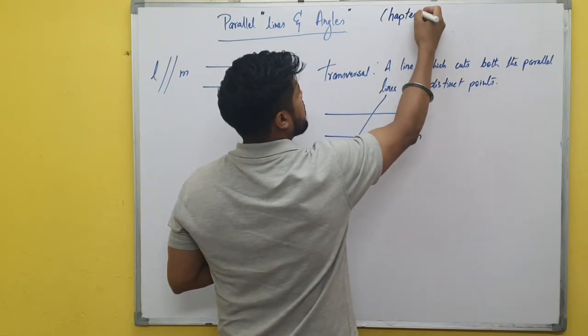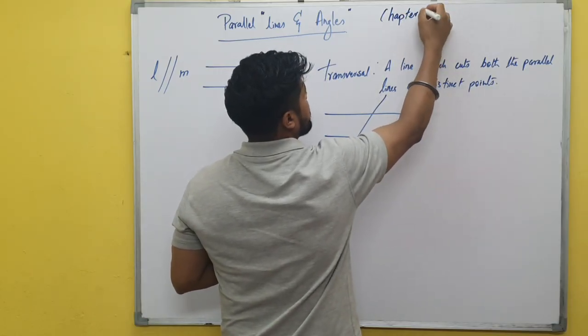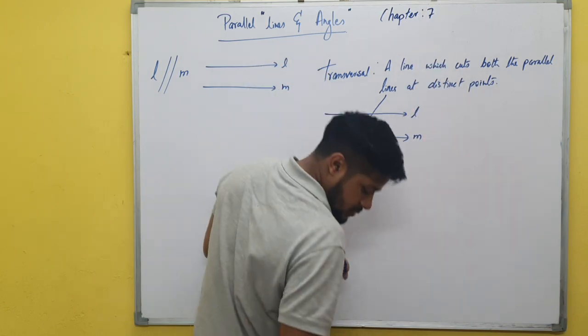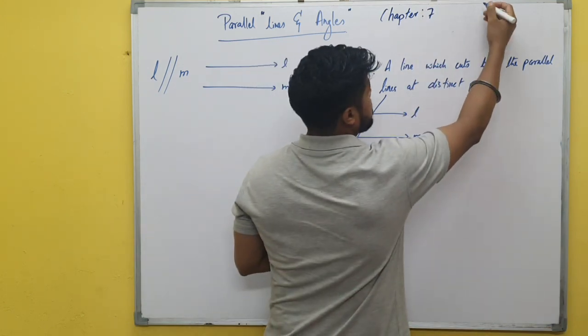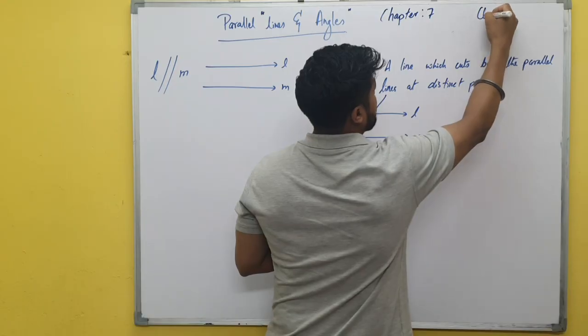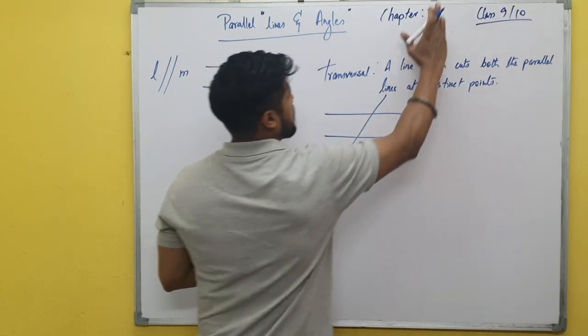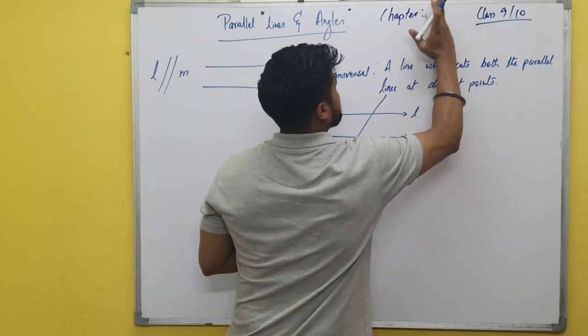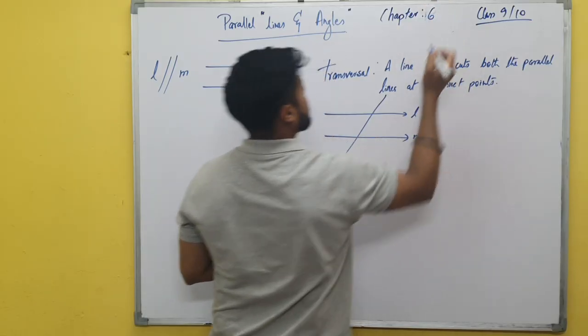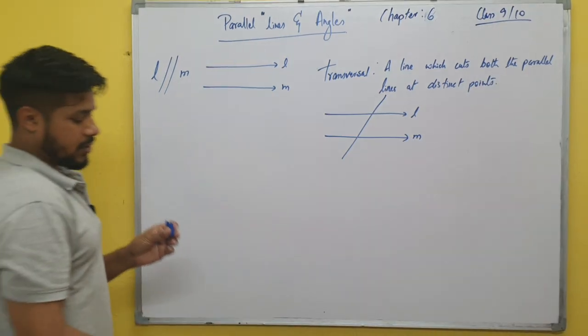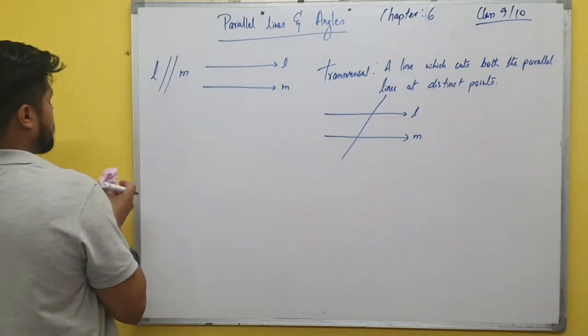What is the chapter? Chapter 7. Lines and Angles, and this is for class 9 and 10. Okay, this is chapter 6 in class 9 book, but again it is relevant for class 10 also.